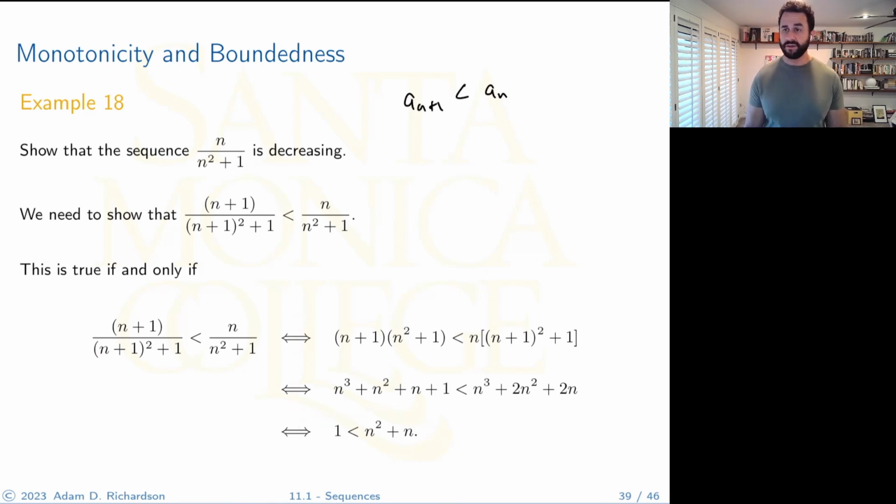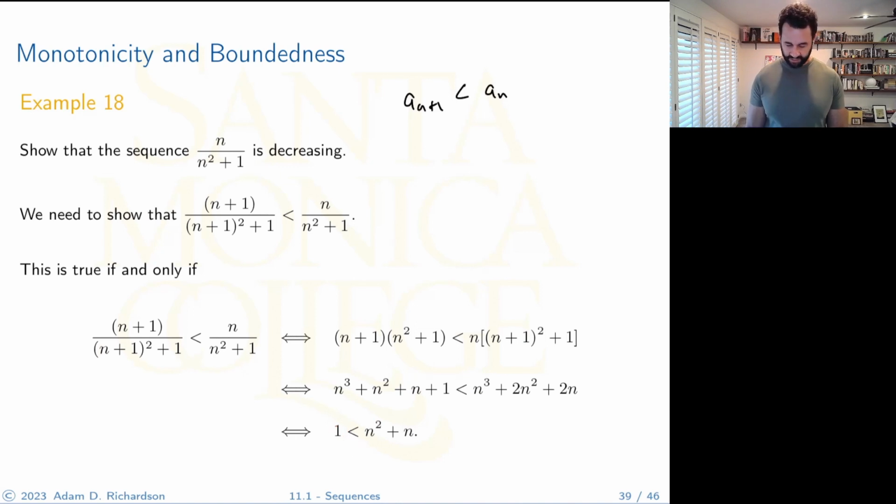Now the conclusion, or I shouldn't say the conclusion, the next step is that this is always true. This is true for any positive n, right? n is greater than or equal to 1. So if n is 1, you get 1. 1 plus 1 is 2. 2 is greater than 1. And then if n is bigger, you're always going to get a number that's bigger than 1.